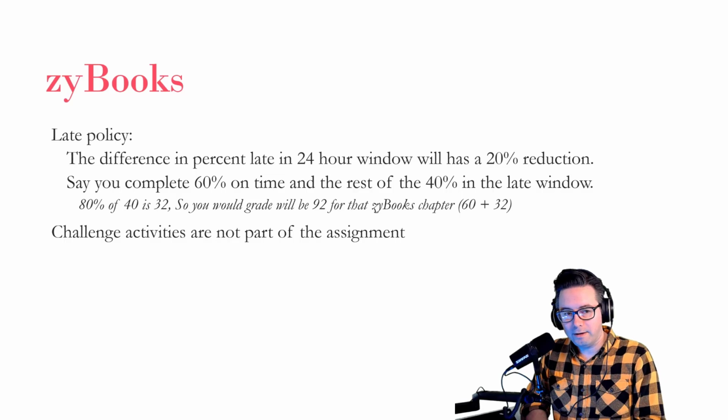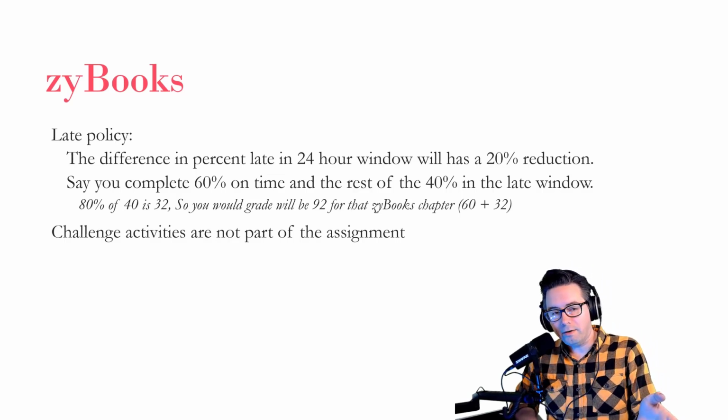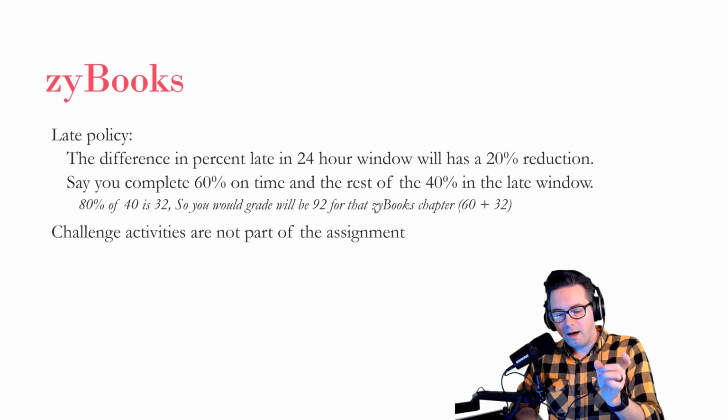So I have an example here. 80% of 40 is 32. So if you got 60% of the points on time, and then the rest of the 40% in that late window, you would still get just a 92 because you got the points from being on time, and then 80% of the points from the late period.